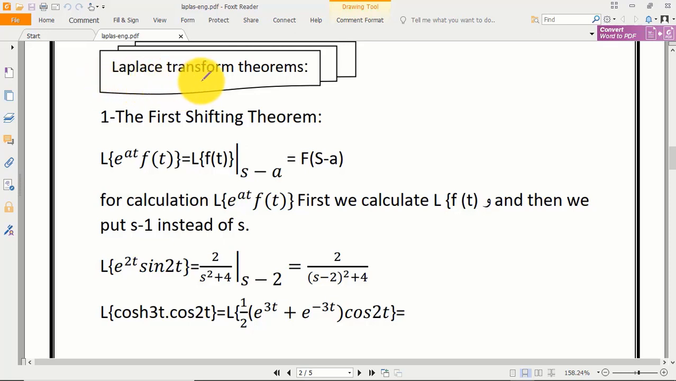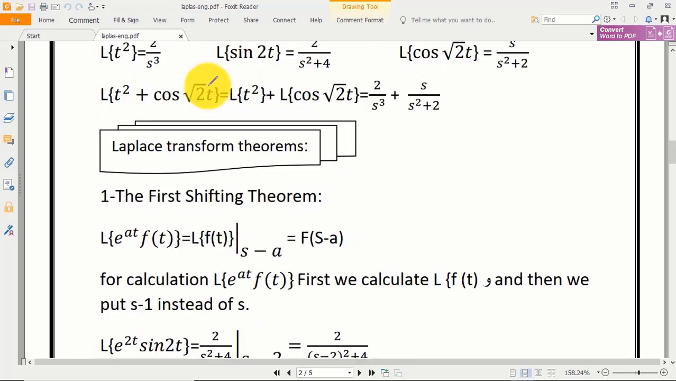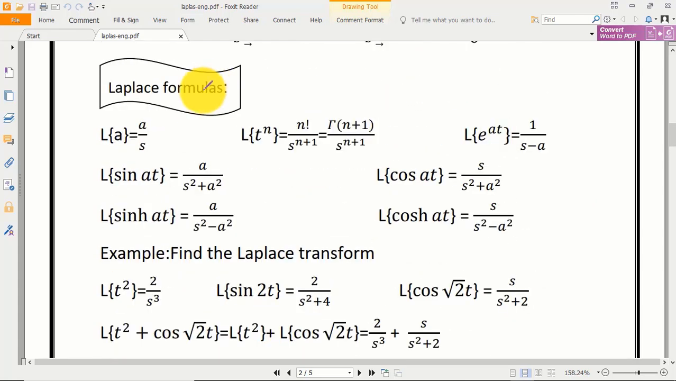In this video, we're going to introduce the concept of Laplace transform theorems. In the first place, let's take a quick look at what the Laplace transform is. That will really help. Here we evaluate some Laplace transforms of functions by formulas, like the Laplace transform of a constant function, exponential function, trigonometric function, and so on.